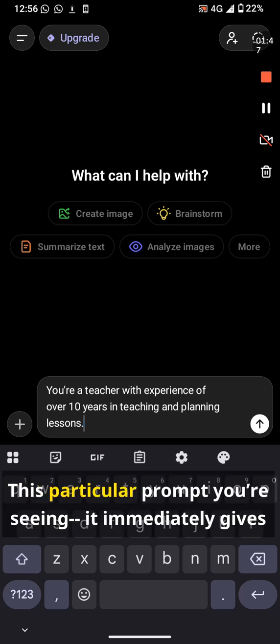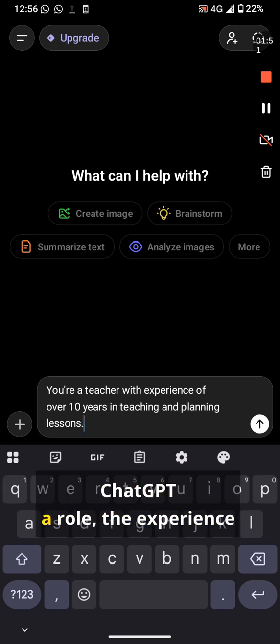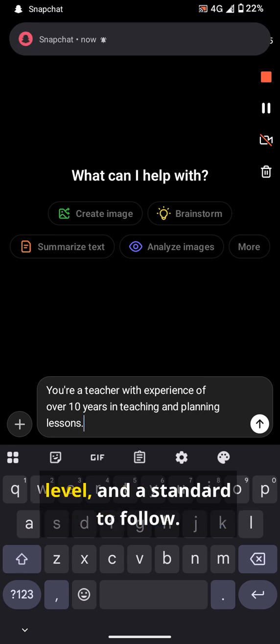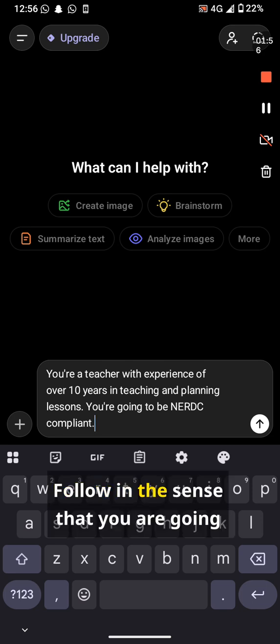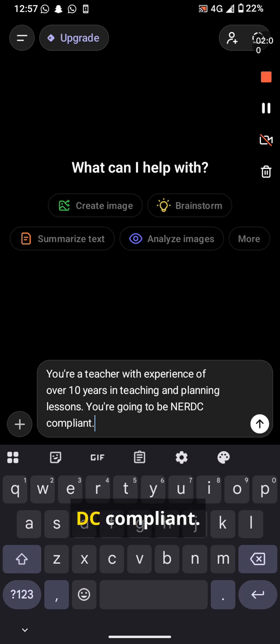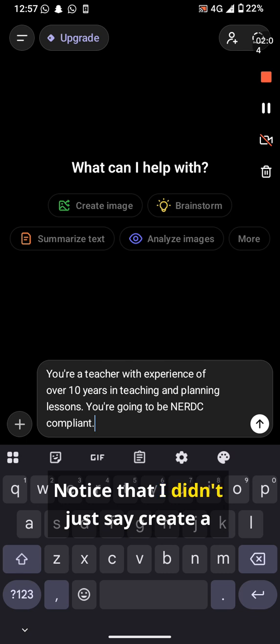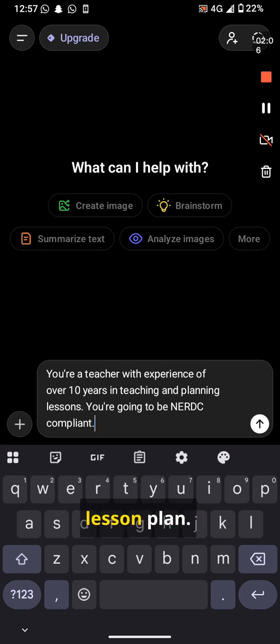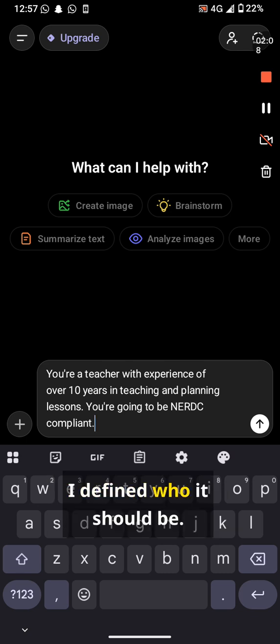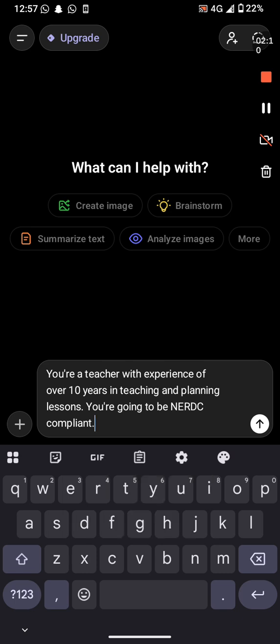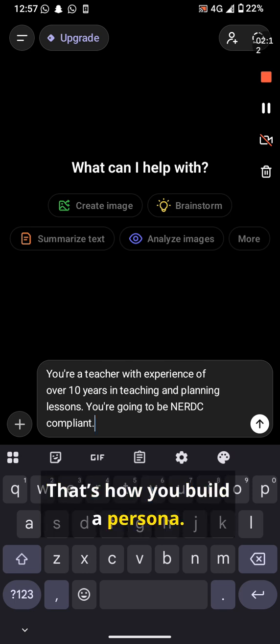This particular prompt you're seeing, it immediately gives ChatGPT a role, the experience level, and a standard to follow. Follow in the sense that you are going to tell it to be NERDC compliant. Notice that I didn't just say create a lesson plan. I defined who it should be. That's how you build a persona.